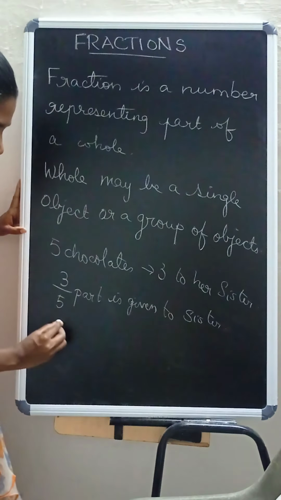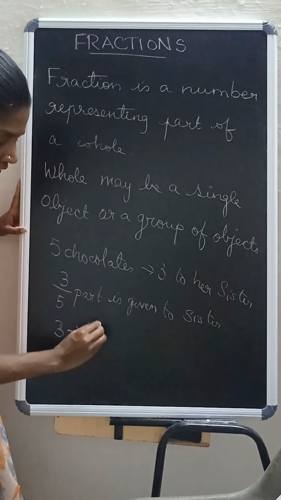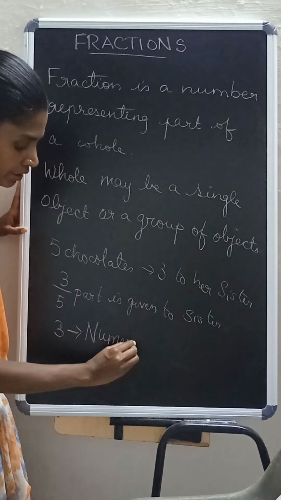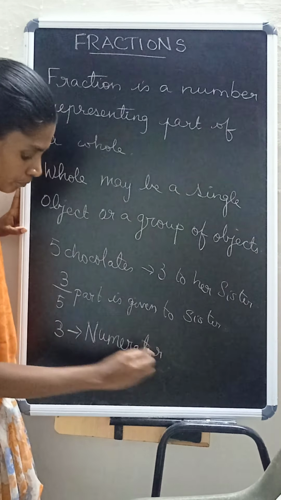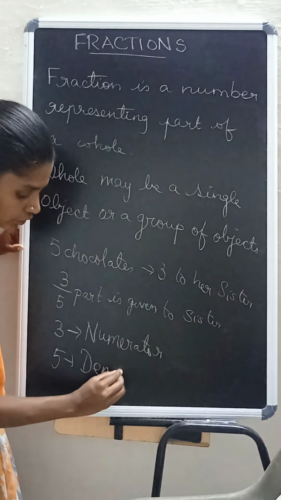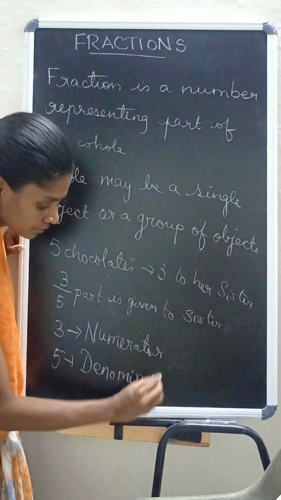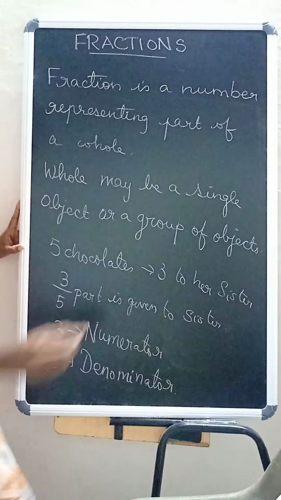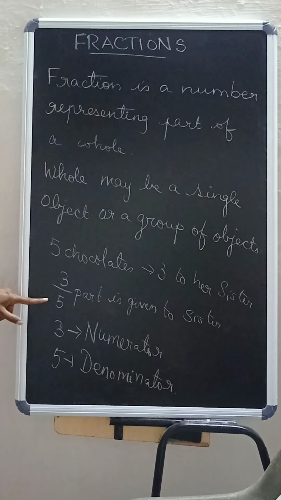Now here 3 is called the numerator and 5 is called the denominator of a fraction. 3 is the numerator and 5 is the denominator.